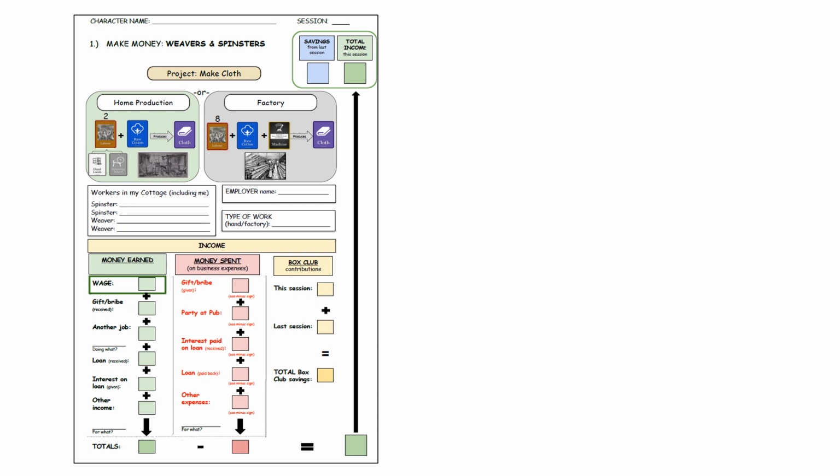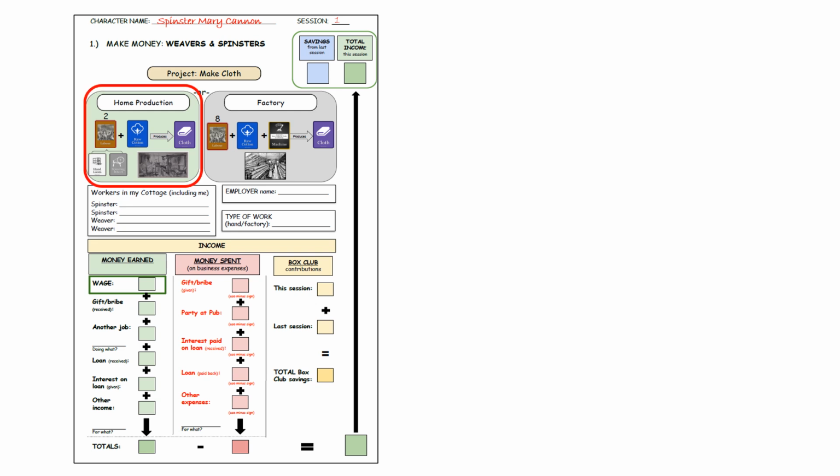Now we will see some examples of what a number of different players have to do to fill out their worksheets each session. We'll have 3 examples: 1 spinster, 1 aristocrat, and 1 merchant. So here's our spinster. The first thing she has to do is write down her character's name at the top and the session number. This is Mary Cannon.